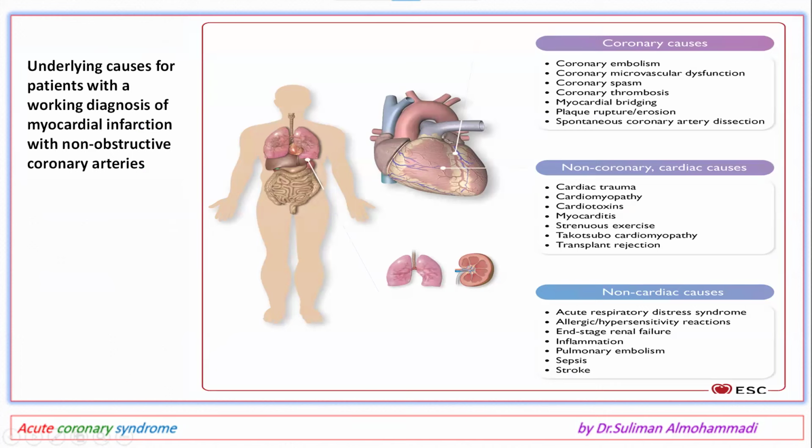So this is the list of causes of acute coronary syndrome. The coronary causes include coronary embolism, coronary microvascular dysfunction, coronary spasm, coronary thrombosis, myocardial bridging, plaque rupture, erosion, and spontaneous coronary artery dissection. Non-coronary cardiac causes include cardiac trauma, cardiomyopathy, cardiotoxins, myocarditis, strenuous exercise, Takotsubo cardiomyopathy, and transplant rejection. And non-cardiac causes include acute respiratory distress syndrome, allergic hypersensitivity reaction, end-stage renal disease, inflammation, pulmonary embolism, sepsis, and stroke.